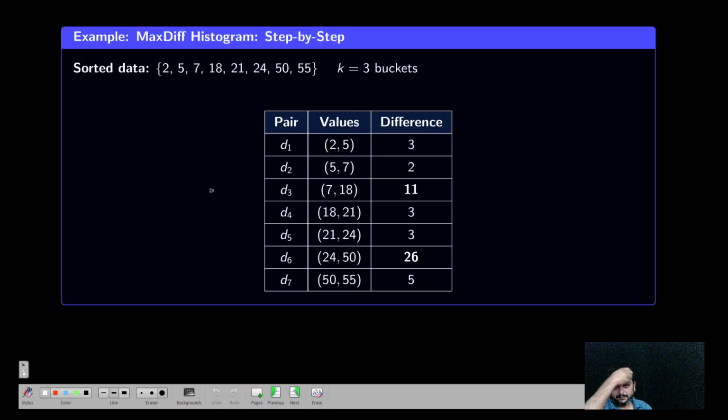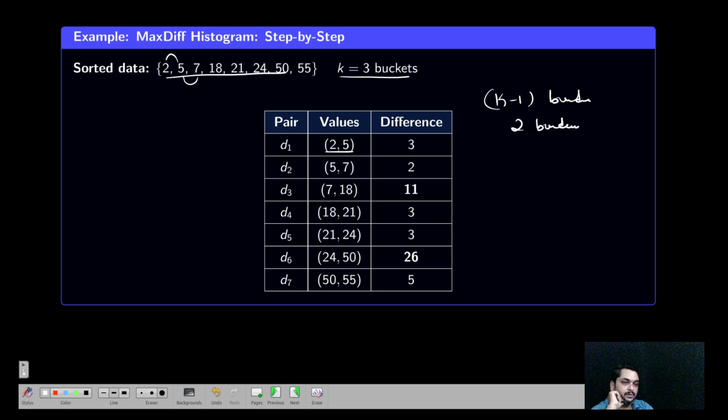So for example, this is sorted data given, and I want k equal to 3 buckets. First you calculate the difference between consecutive numbers. So difference between 2 and 5 is 3, then 5 and 7 is 2. Go on calculating like that. Then there are 3 buckets, so I have to select k minus 1 boundaries. That is 2 boundaries, and they should be the 2 highest values.